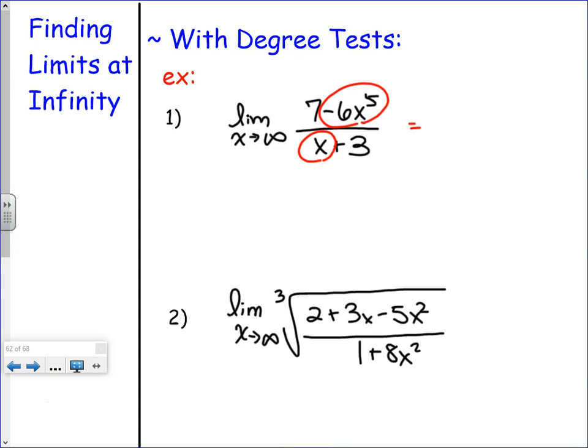That's true. But what would my limit be? Negative infinity. Why negative? Because the negative 6 wins. Because if I plug in infinity, negative 6 times infinity over that is going to be negative infinity. How about the next one, number 2?